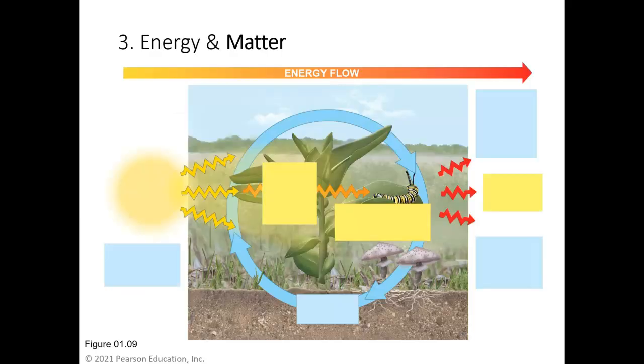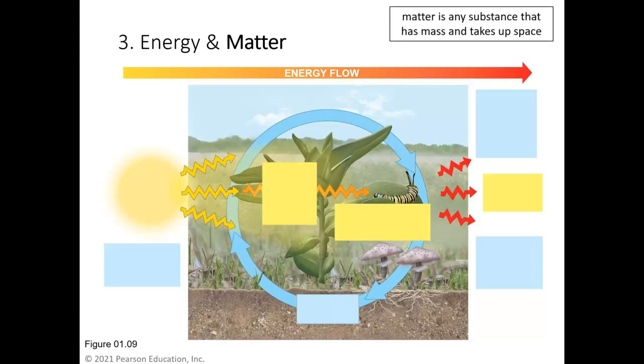Let's return to that diagram, but instead talk about matter. Matter is any substance that has mass and takes up space. Matter cycles through a system. Plants take up chemicals from the soil and the air.